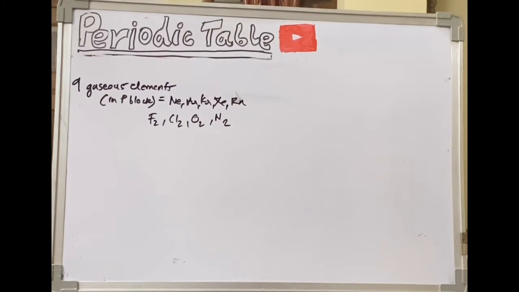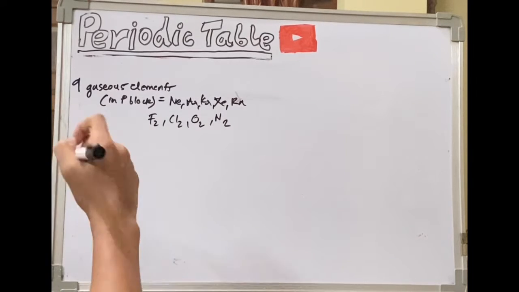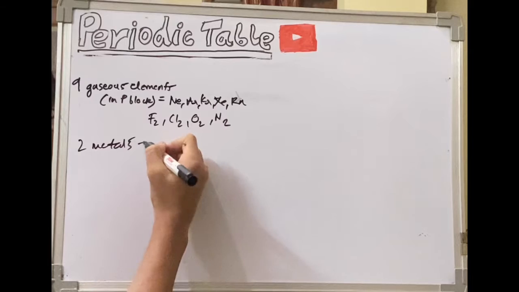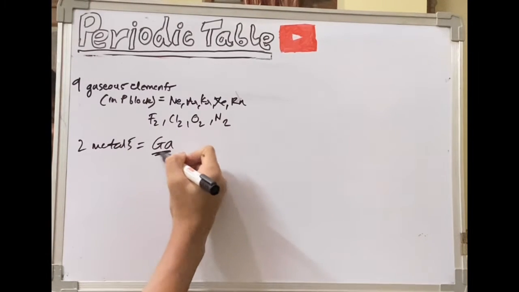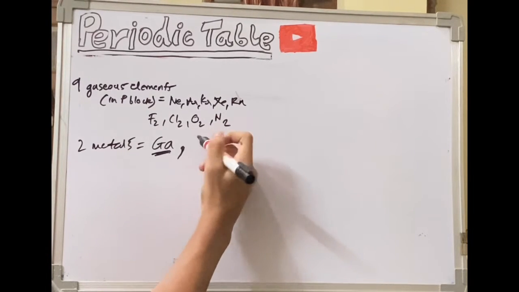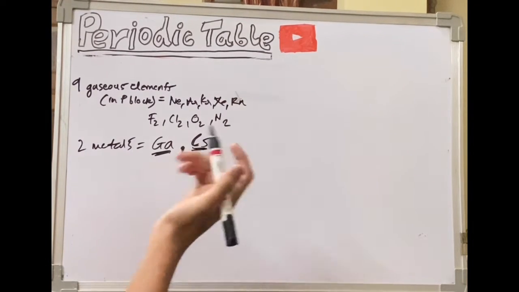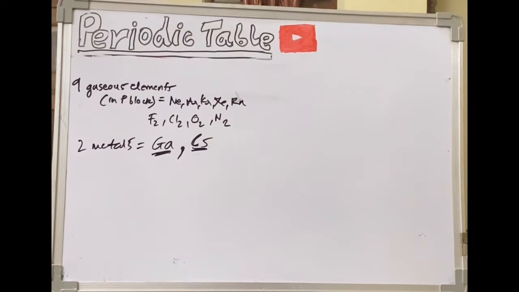So the second thing is the metals which are liquid, okay, in the liquid form. 2 metals are there. One is gallium and one is cesium. Okay, these 2 metals are in liquid form. Hg is also there, I already mentioned that. Okay, so we are done with the p block elements over here. Now we are left with the f block elements.